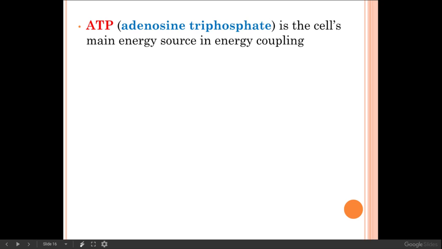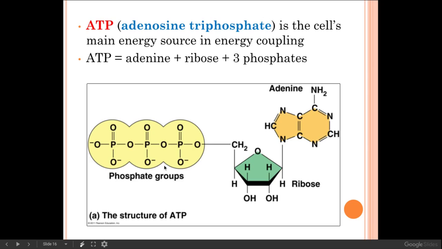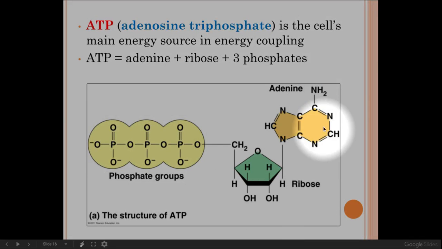ATP is a cell's main energy source in energy coupling. And an ATP is an adenine plus a ribose, also called adenosine, and then 3 phosphates. That's where the triphosphate comes from. So here's our adenine and our ribose. Together we have the adenosine right here. And then we have 1, 2, 3 phosphates. So that's ATP.